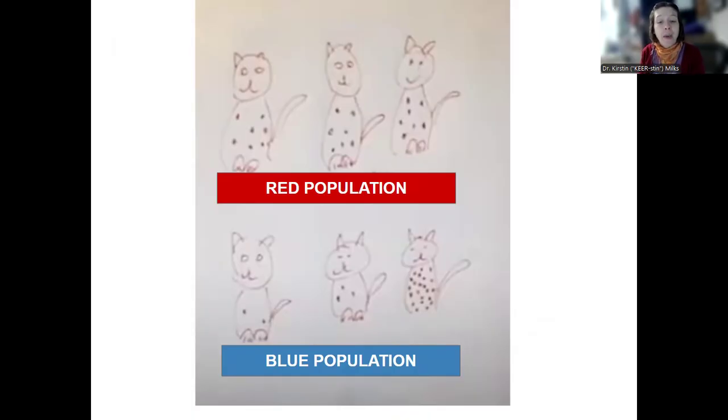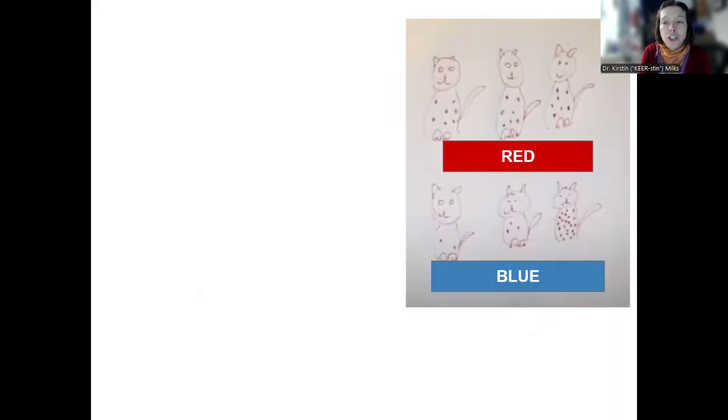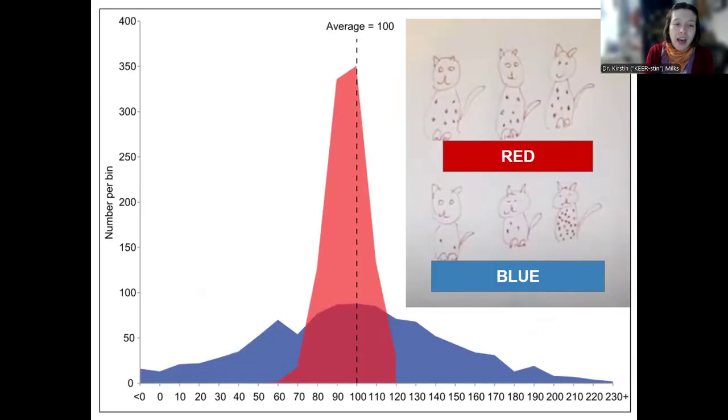These leopards have the same average number of spots, but can you tell that the distribution is different between animals in the red population and the blue population? In fact, I can show you, if we sample many, many of them, the red population is a pretty narrow band. Sometimes they have a couple spots fewer, sometimes a couple spots more, but really they're about 100 spots on average. The blue is also 100 spots on average, but there are cats with very few spots and cats with 230 spots, right? That data is different.